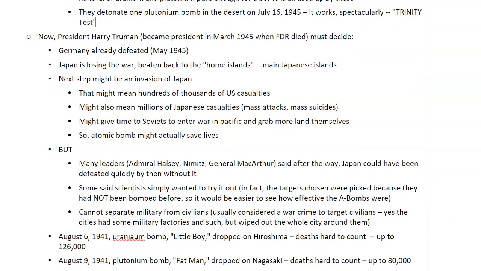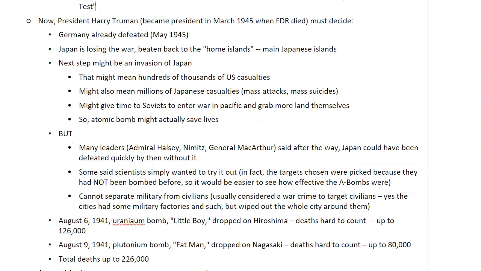Well, they send word to Harry Truman. Guess what? The bomb works. Truman is president at this time. FDR had died in 1945, just before the war ends. Truman is now president, and he's faced with a decision about what to do with these bombs. Germany has already been defeated. War is over in Europe.